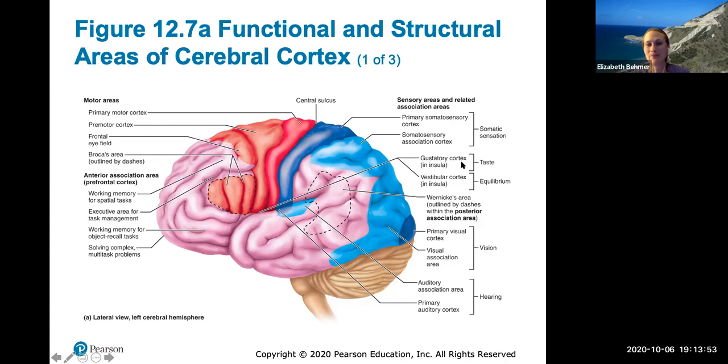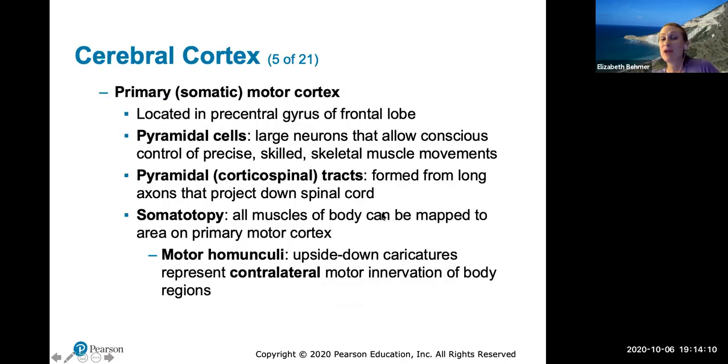You have taste and equilibrium. Taste is gustatory. Equilibrium has to do with balance, especially with the fluid in your ear. That's located in the insula lobe, and again, that was the inner lobe of the brain. So this takes us through the primary somatic motor cortex, located in the precentral gyrus of the frontal lobe.